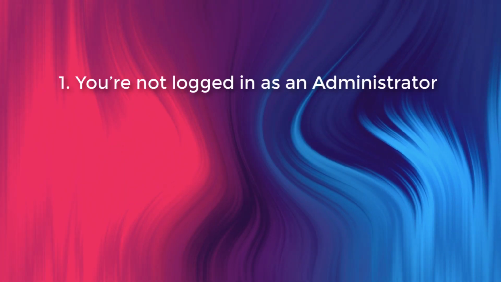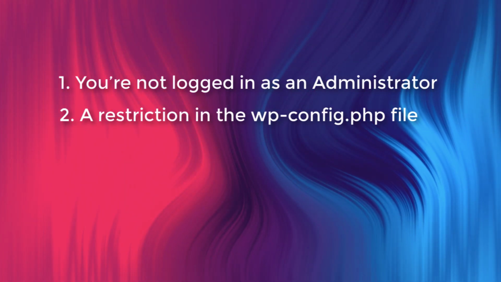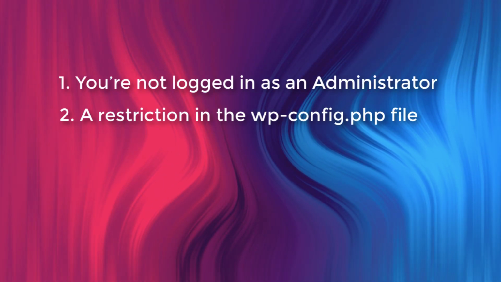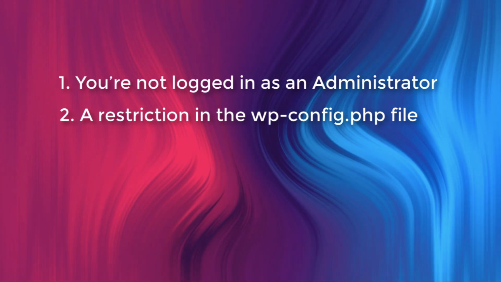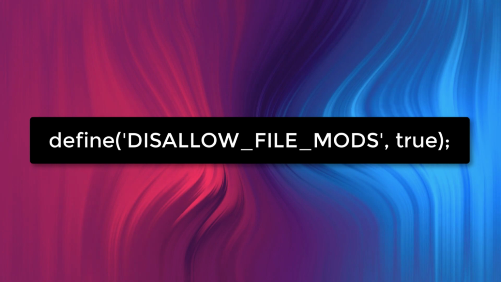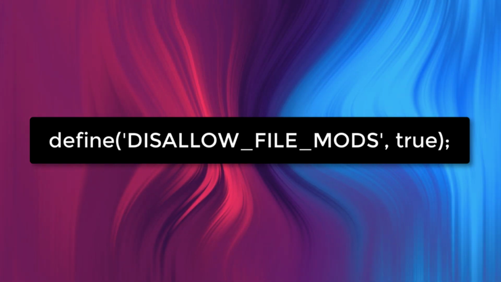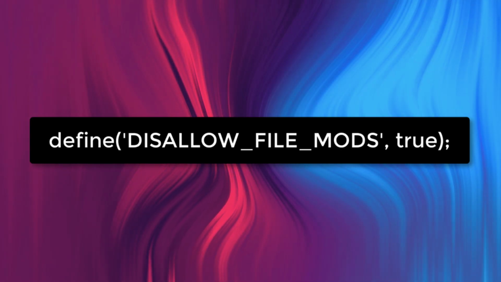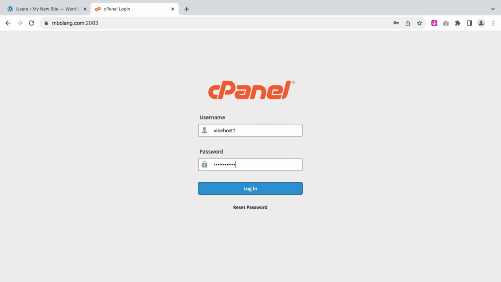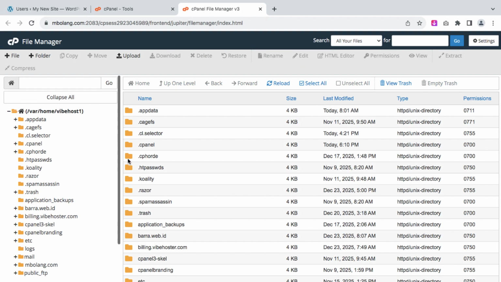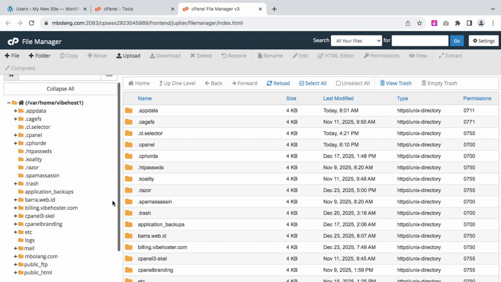Second possibility, restriction in the wp-config file. There might be a line of code in the wp-config file that looks like this. This line disables the Add menu option for plugins and themes. To check this, we need to log in to cPanel. Go ahead and log in, then open File Manager, and navigate to your WordPress root directory.